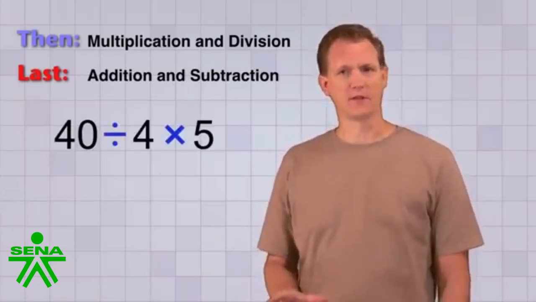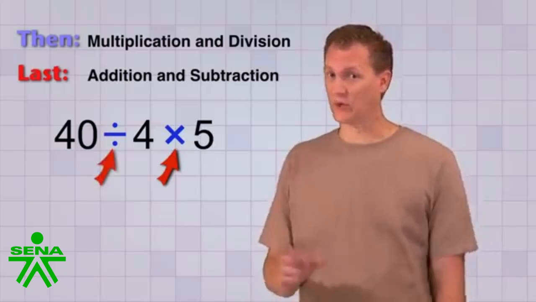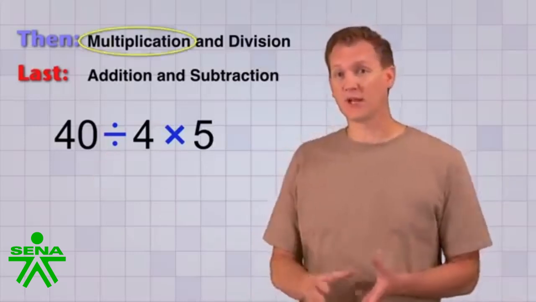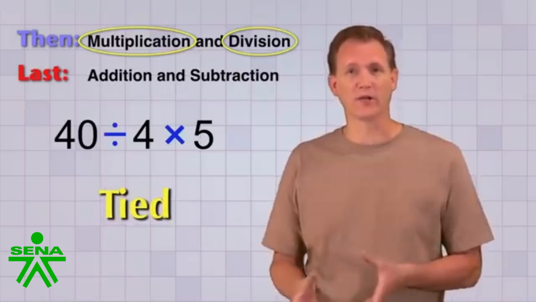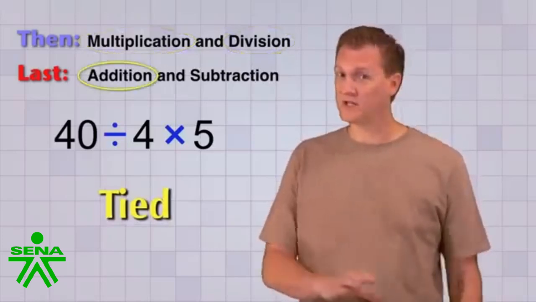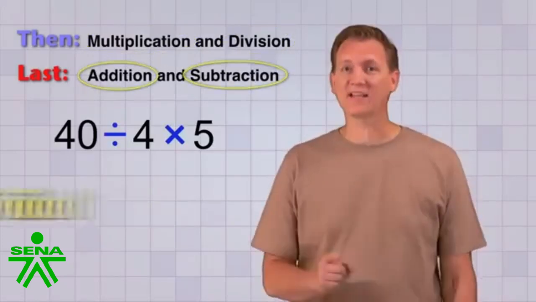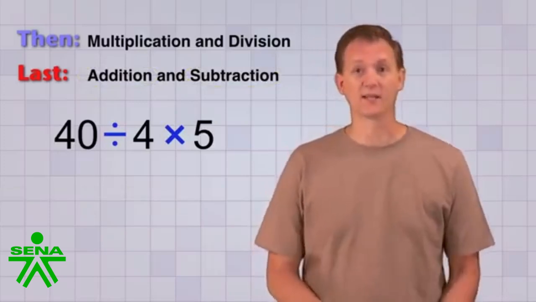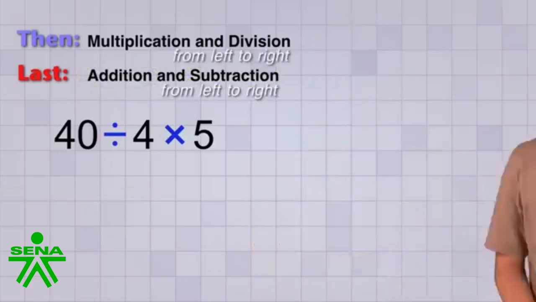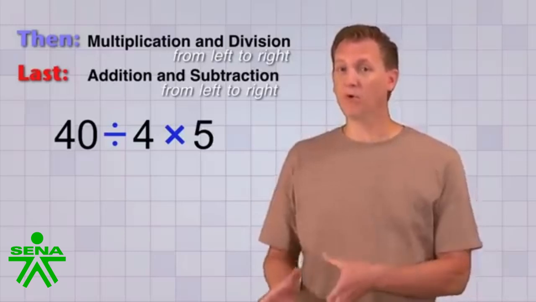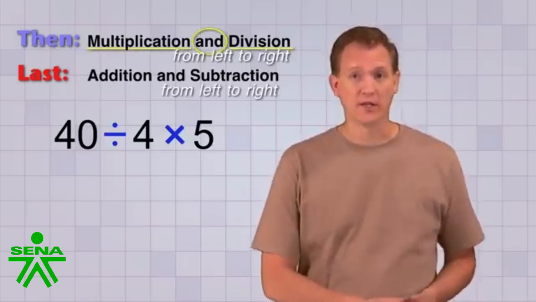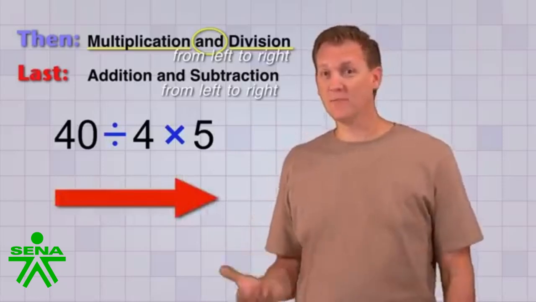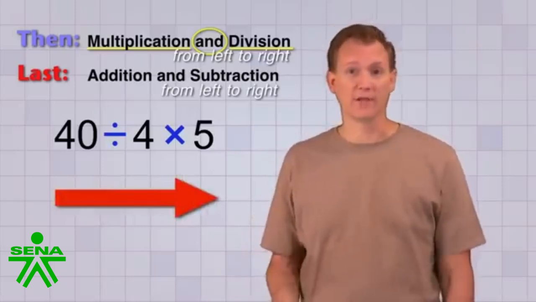Which do we do first, the multiplication or division? Our rules don't tell us. Well, that's because multiplication and division are tied for priority or importance. So are addition and subtraction. And that's the reason we need an extra part at the end of each of these rules that says from left to right. If you have a problem that has both multiplication and division, then you're supposed to work it from left to right.